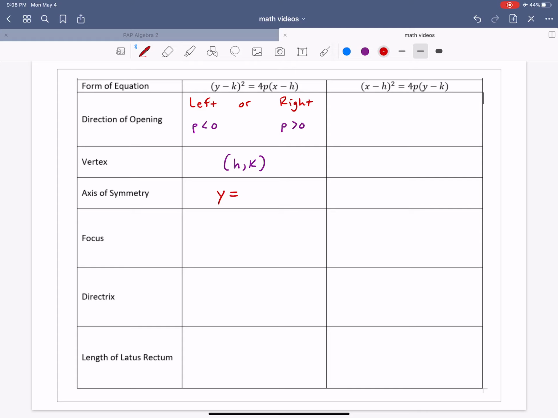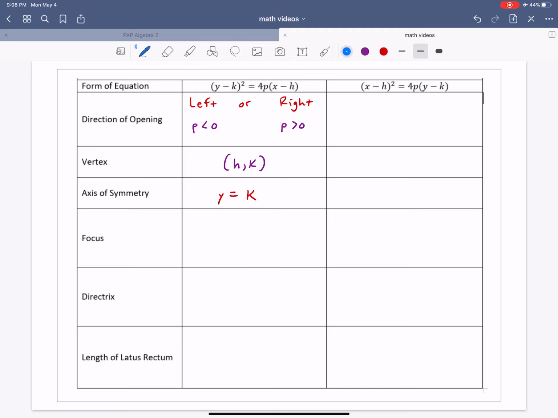So if you want to write the equation of a horizontal line that passes through the vertex, the equation of that line is pretty simple. It's going to be y equals k.